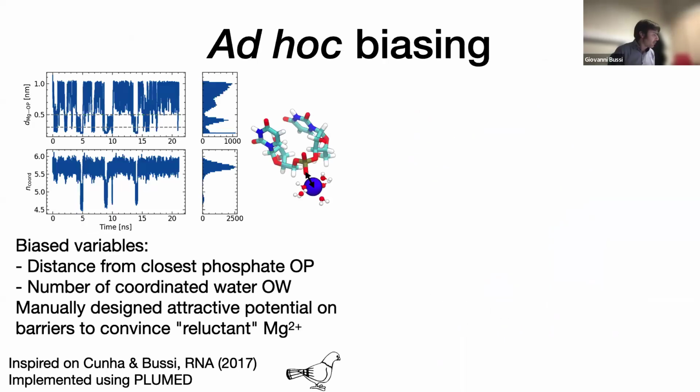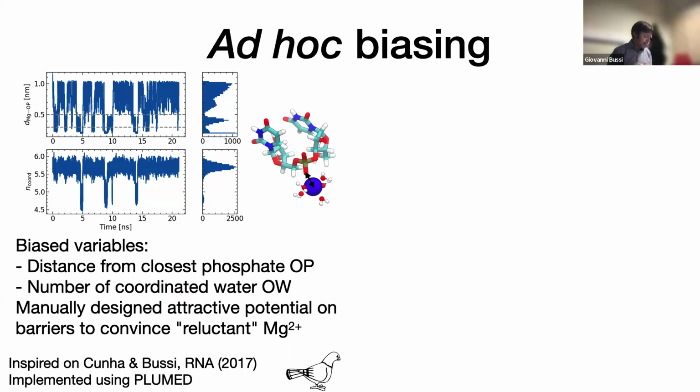Because of this, Olivier developed an advanced enhanced sampling method where the idea is to add an ad hoc term to the energy, which takes into account the distance between each magnesium and the closest phosphate, and also the coordination number with water of that magnesium ion. In a nutshell, the idea is to stabilize the transition state associated with binding of magnesium to phosphate.